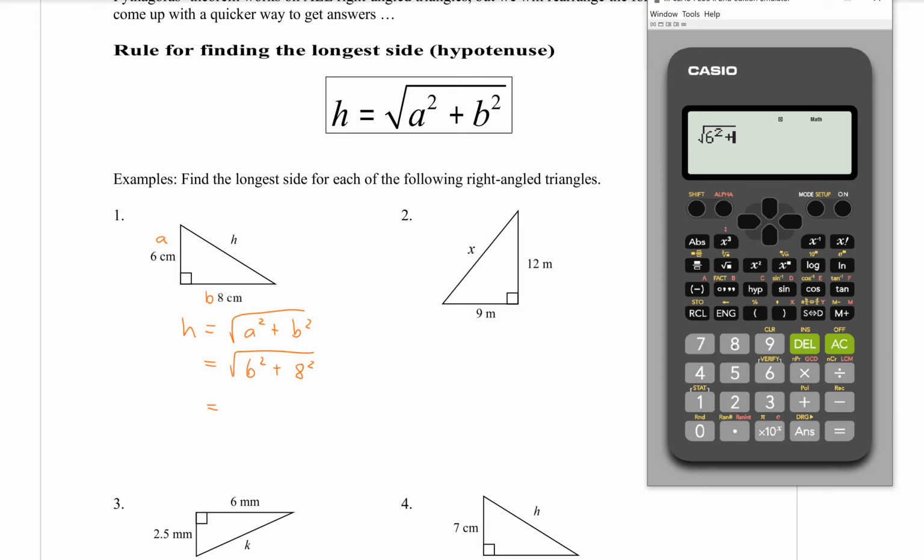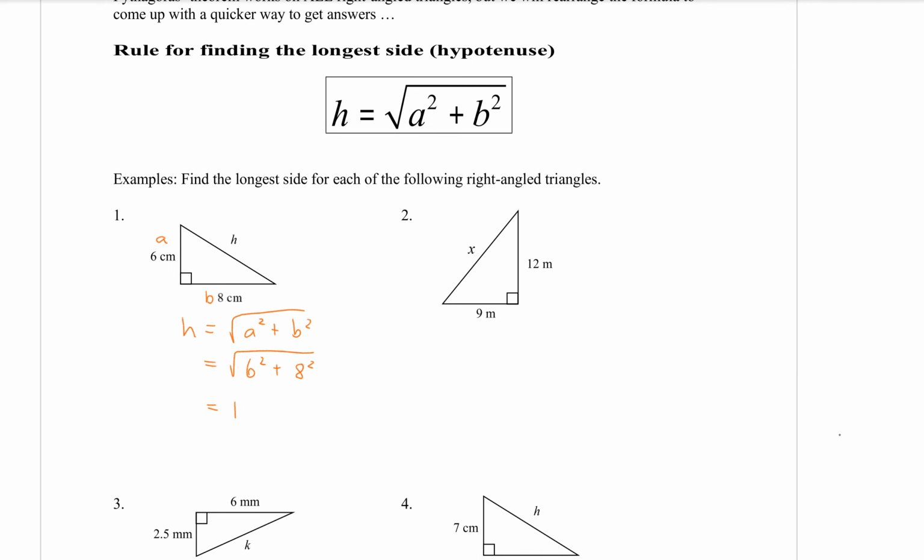Plus 8 squared, and then press equals. I got 10. Did everybody get 10? Wonderful. So the answer is 10. But not only 10, that is the length of this side, and a length should always have units. The units are centimeters, so it's 10 centimeters. Okay, so those 3 lines are the 3 lines I want you to show for every single question.